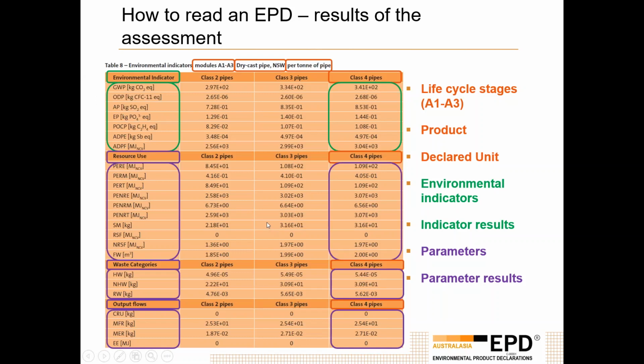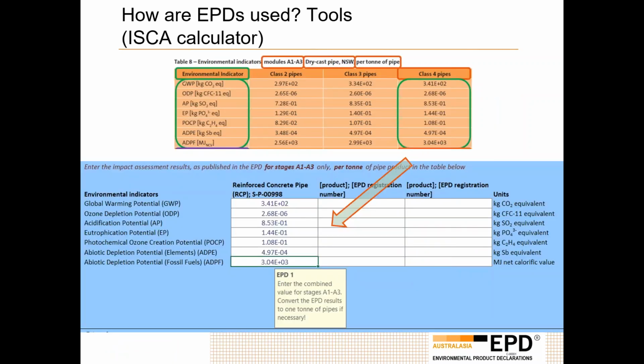I'll quickly show you the results of the assessment, how that looks. So you'll see tables like these in every EPD. And they state the life cycle stages that are being presented, the type of product and the declared unit here at the top, the environmental indicators, the indicator results. Those are all the numbers that you can see. And then we also report a number of parameters and the parameter results for EN 15804 compliant EPDs. Now, these numbers can be used in tools if they're set up to do so.